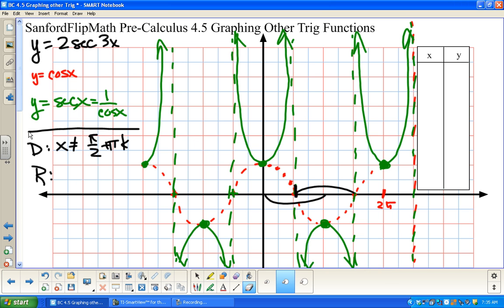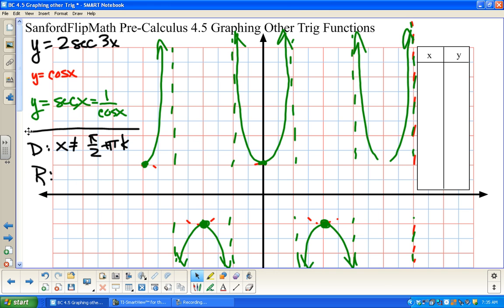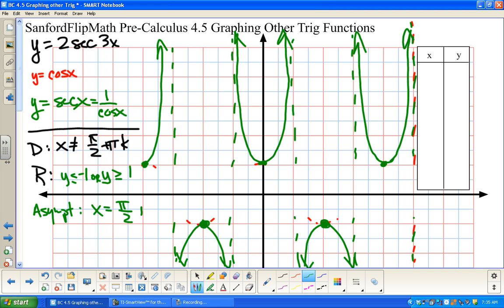Range, a little different. Remember that none of the middle is here. None of this is here. That's all gone. Remember that it's just the green graph of secant. Sorry, I just felt compelled. Some of you know what that was. So the y values are greater than or equal to 1 or less than or equal to -1, and I need an or in the middle of that. I'm going to have to come back and fix this in just a second. Asymptotes are x equals pi over 2 plus pi k.